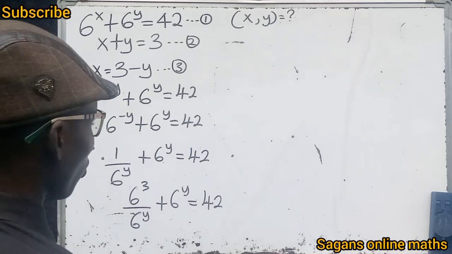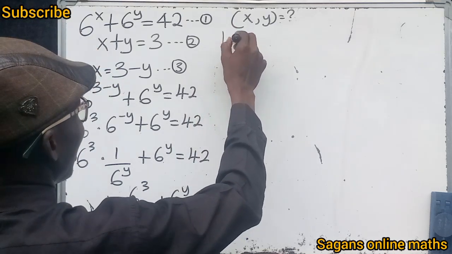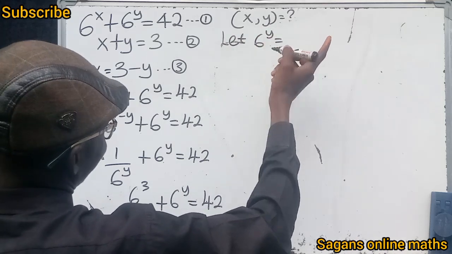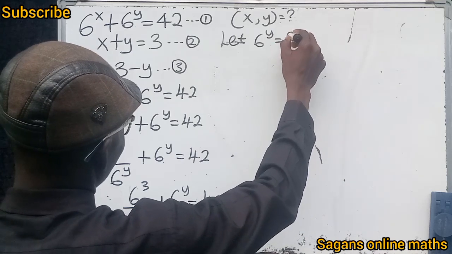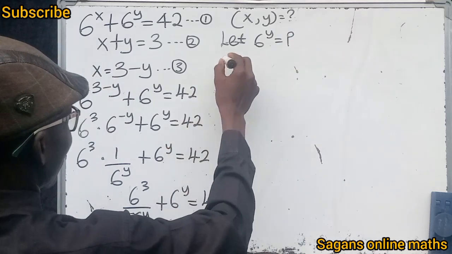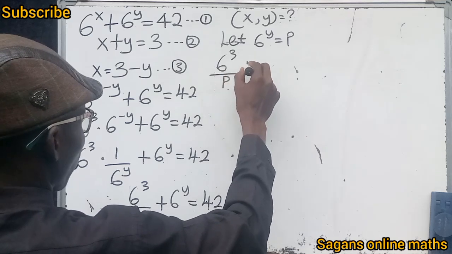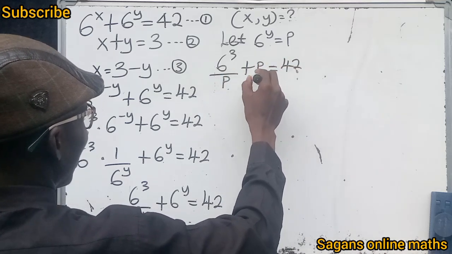Now consider something is common, right? What is common? Consider 6 raised to the power of y is common. So let 6 raised to the power of y equal, you know I always like p, let it be p. Now see that 6 raised to the power of 3 divided by p, plus p will be equal to 42.